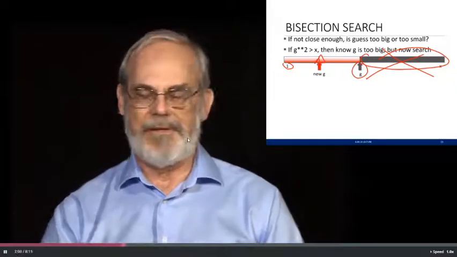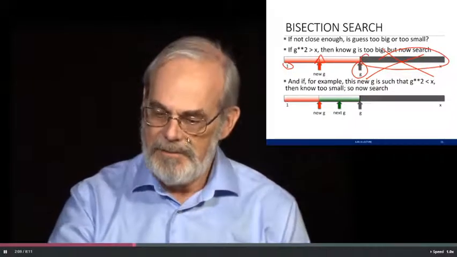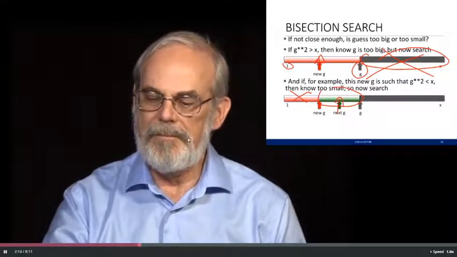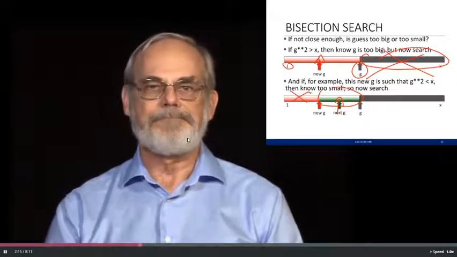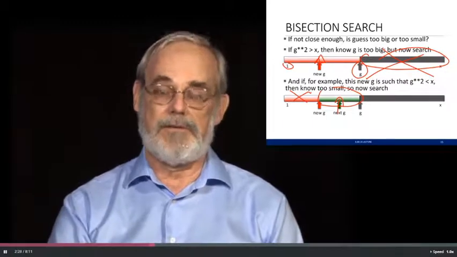If it's close enough, I'm done. If it's not, ask the same question. And for example, in this case, if g squared is less than x, then we know it's too small. So we can throw that stuff away and only focus on this portion. And again, pick something in the middle and keep trying. You can already see why this is going to be really nice, because on each step, I'm throwing away half of the things that I don't have to look at anymore. And that's going to let me hopefully very quickly zero in on finding the right solution. That's a wonderful idea. It's called bisection search, and we're going to use it.